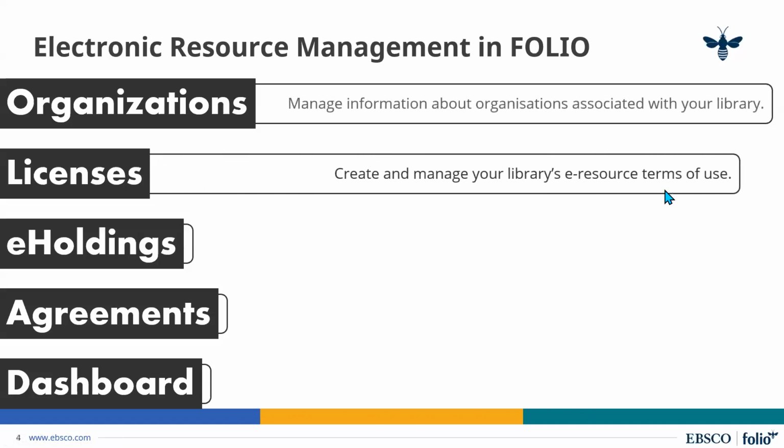And then we have another app called Licenses. This is where you would be creating and managing your terms of use. Many people do question me about the differences between the Licenses app and Agreements app. Now, FOLIO had separated these two things out of each other, and the Licenses app is where you would be managing the actual terms of use.